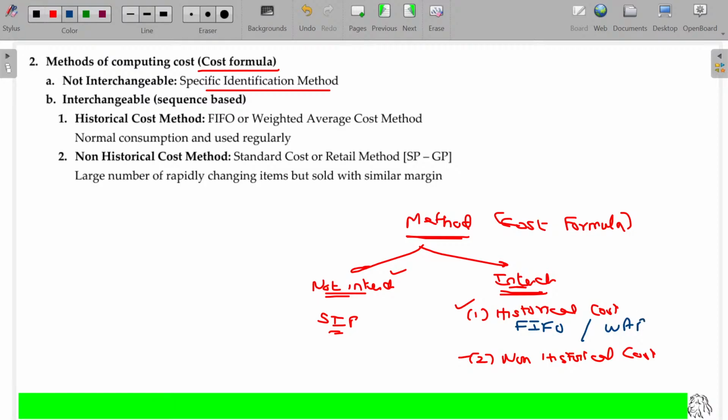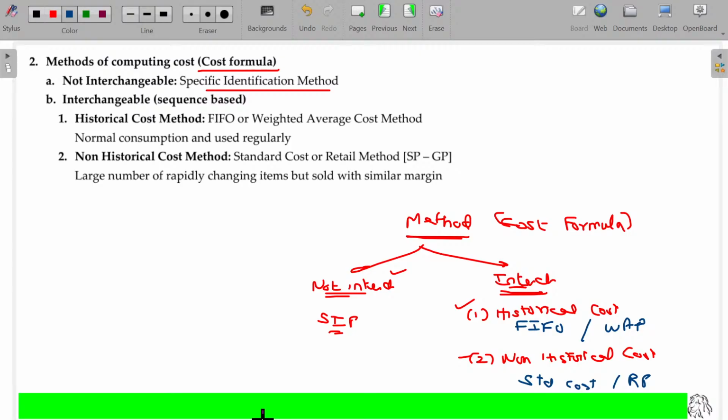Between these two, it's your choice. You can either go for FIFO method or you can go for weighted average pricing method. Historical cost and non-historical cost, that is not your choice. You have to choose historical cost method. If it is possible, no other doubt, you should not go to the next one. If you are not able to follow historical cost, then you can go for non-historical cost. In case of non-historical cost, retail price method is usually followed. Either it may be standard cost or retail price method.